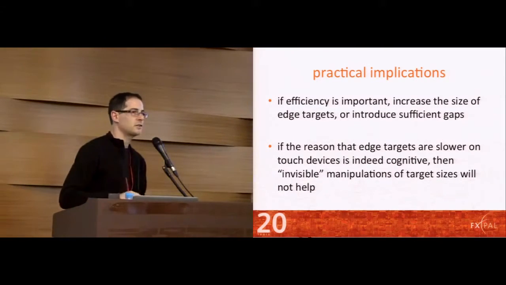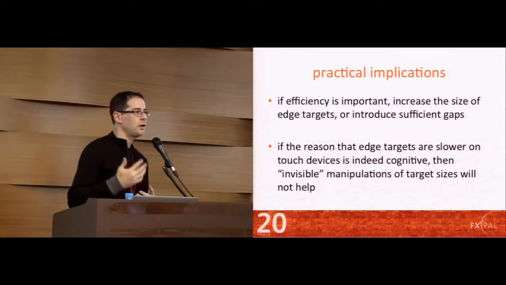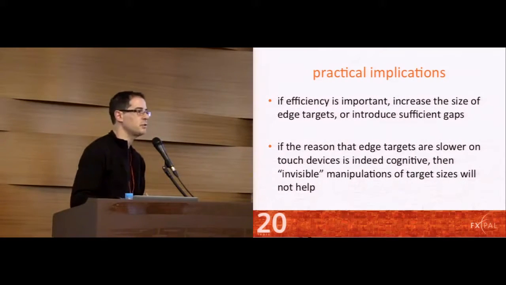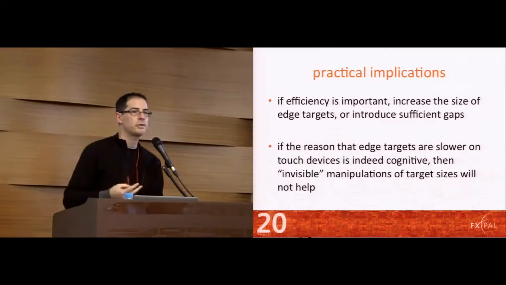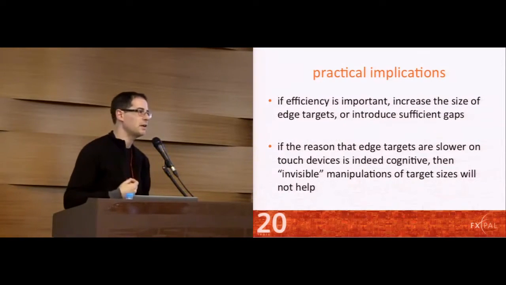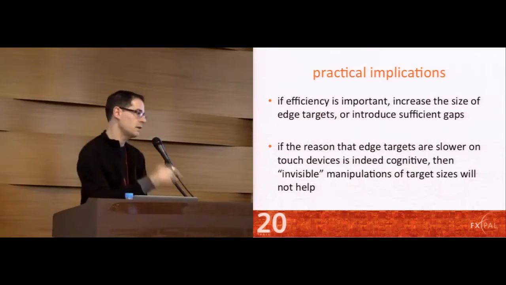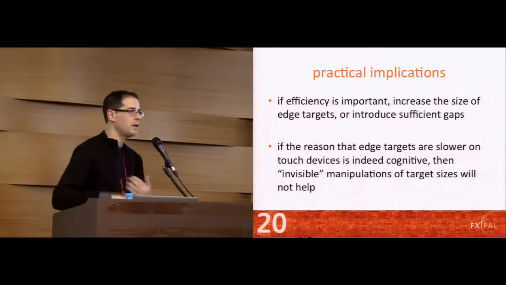And another thing that's very interesting is that there's a lot of work that tries to improve our performance with targets by increasing their effective size in a way that is invisible to the user. However, those two experiments suggest that what's happening here is completely cognitive, that we are slowing ourselves down on the way to hitting a target. So doing things behind the scene may not help.